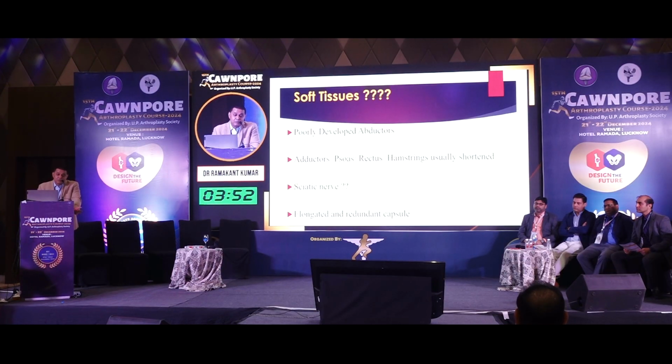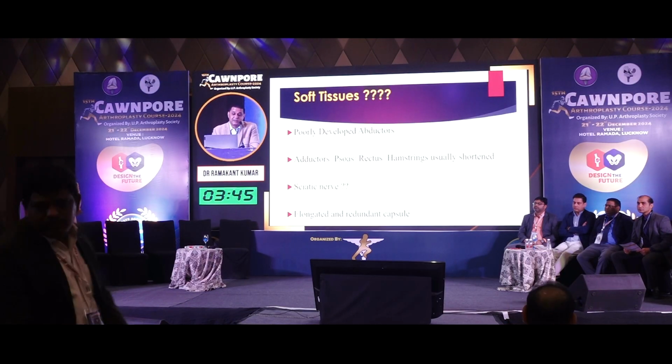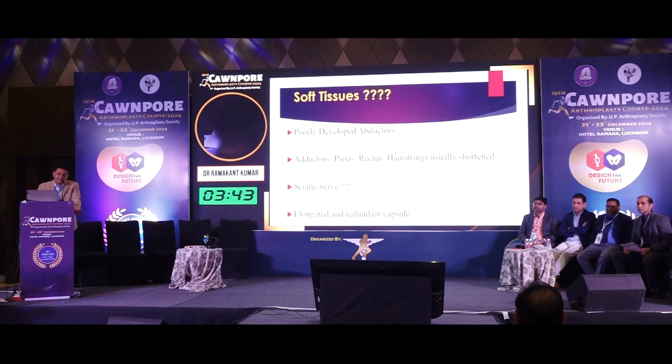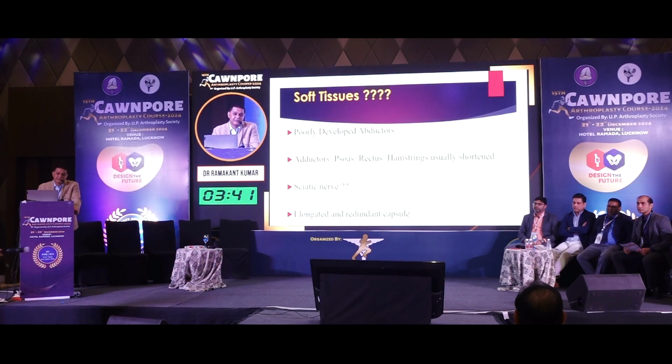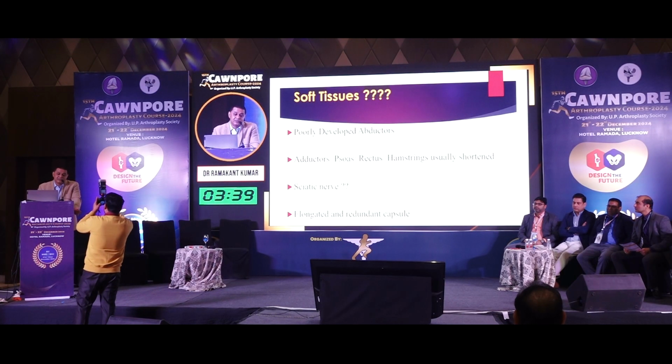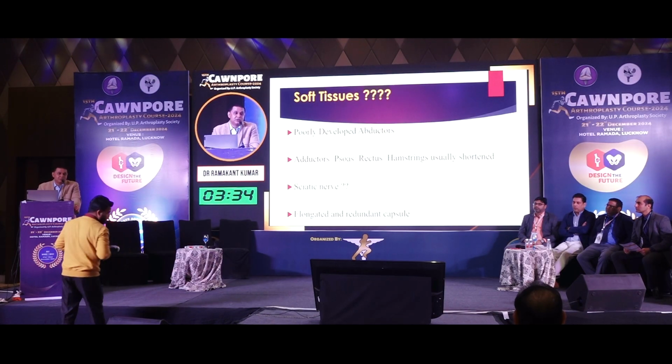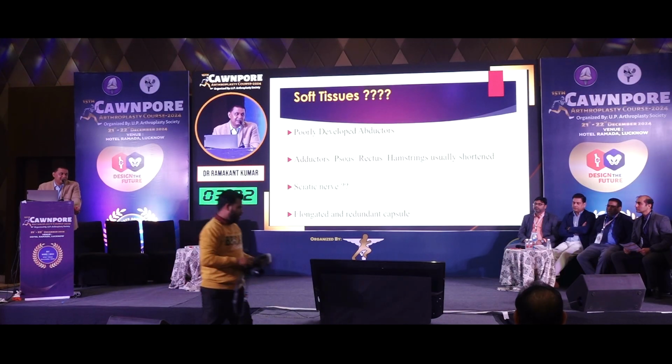Is it only the bones? No, it's the soft tissues also, because the abductors are poorly developed. Adductors, psoas and hamstrings are usually shortened. The sciatic nerve is at danger, particularly if you are lengthening the limb, and the capsule is redundant and elongated. These are the soft tissue and bony problems you have to understand and anticipate.